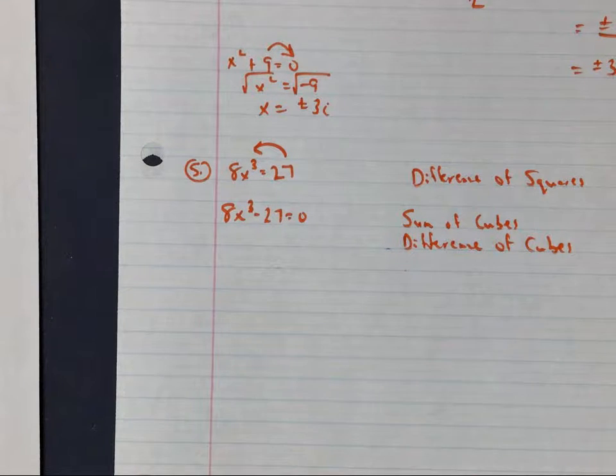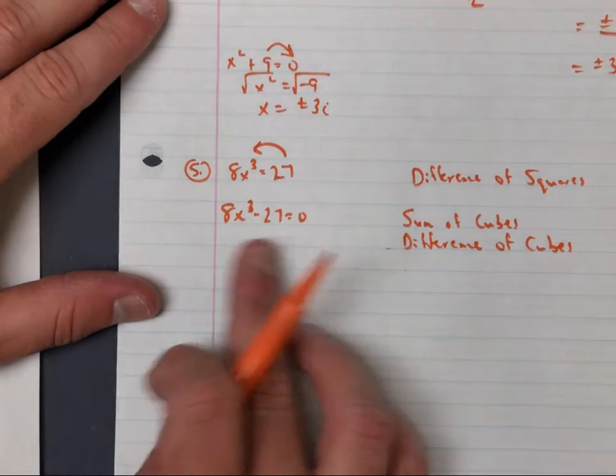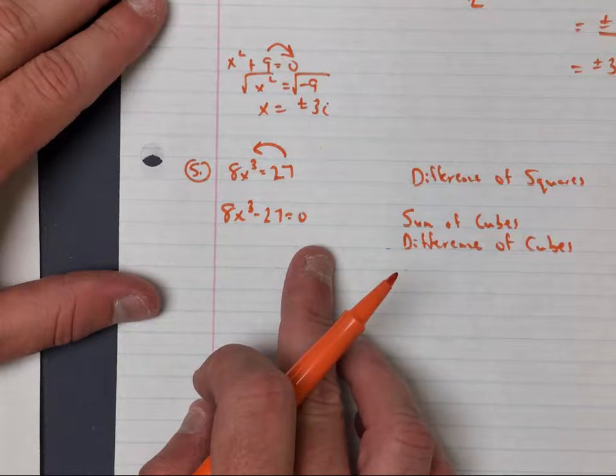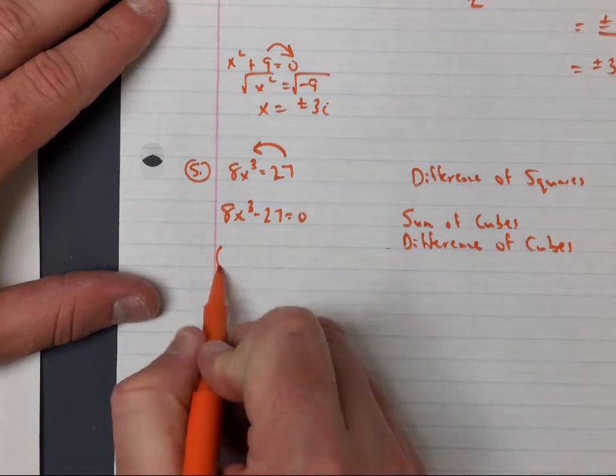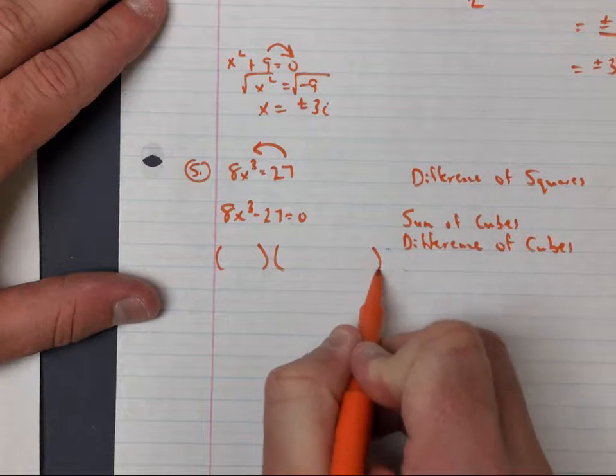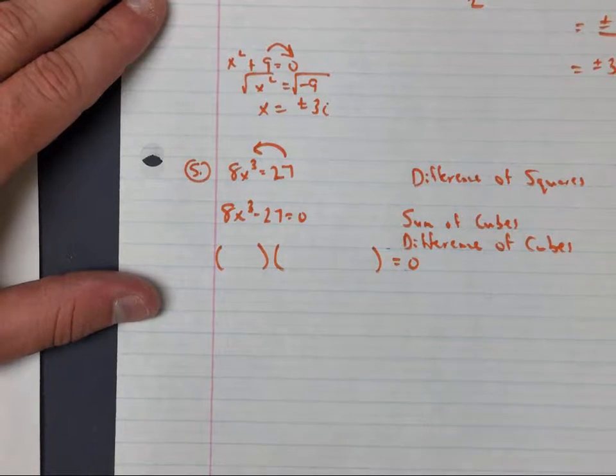Now, you need to remember your perfect cubes at least up to 6. 1 cubed is 1, 2 cubed is 8, 3 cubed is 27, 4 cubed is 64, 5 cubed is 125, 6 cubed is 216. Now, when you factor a difference of cubes, you have a small parentheses, a binomial, and then you have a trinomial. Okay?